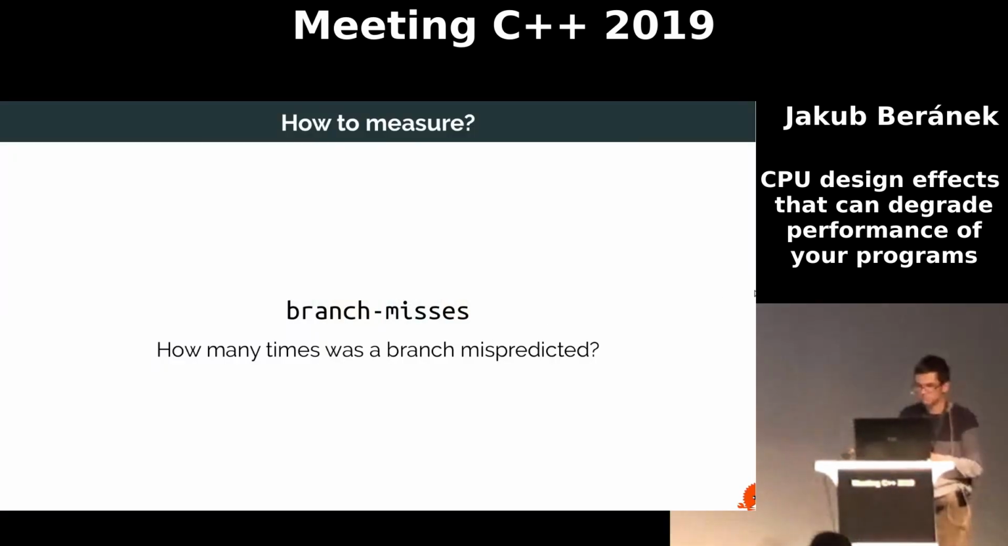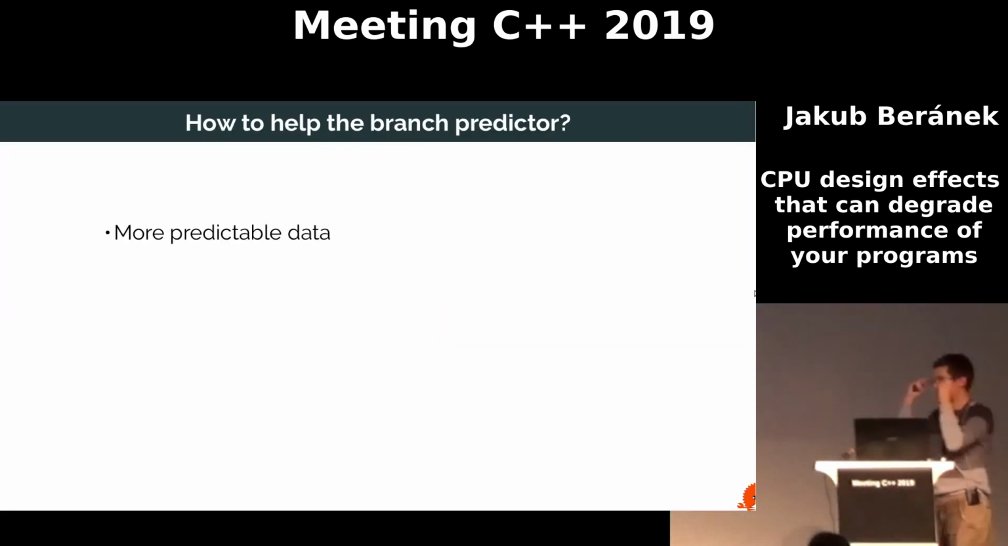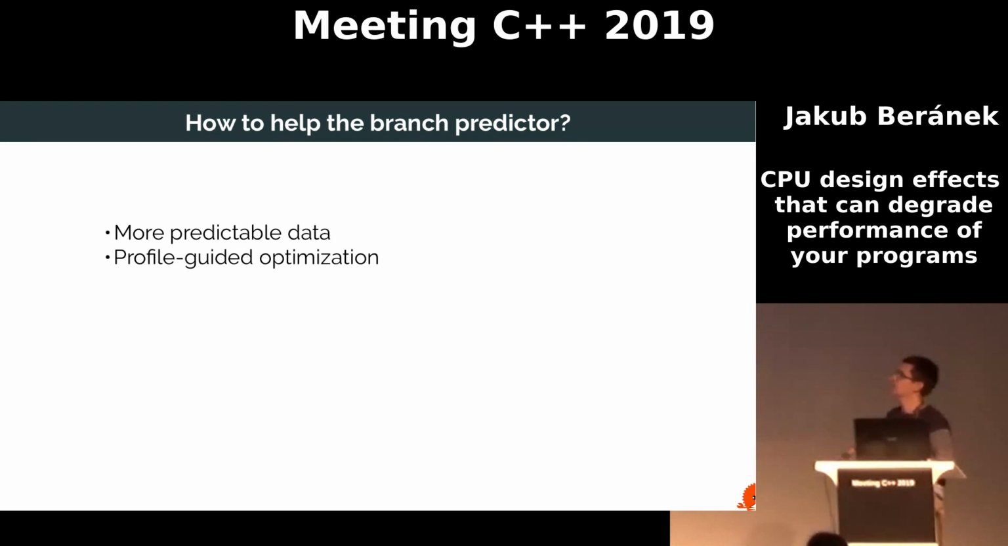Right. So how can we help the branch predictor? First step, having more predictable data, which is probably the most important. We can also use some automation. For example, profile-guided optimization, where the compiler will instrument the binary and see what branches are being taken or not, apart from other things. And then it can restructure the branches to make it better for the CPU to predict their results, or remove cold code outside of tight loops.